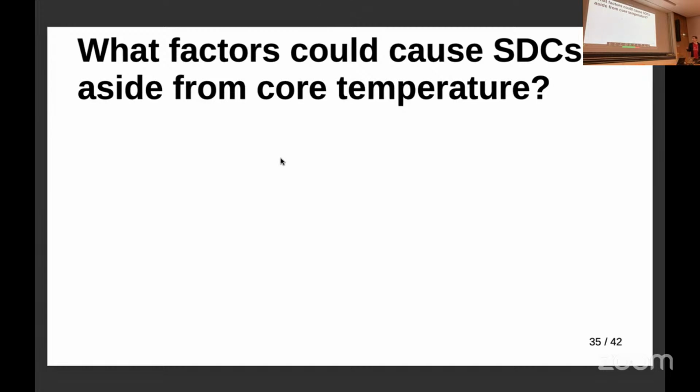Okay. So what factors might cause SDCs other than the core temperature?